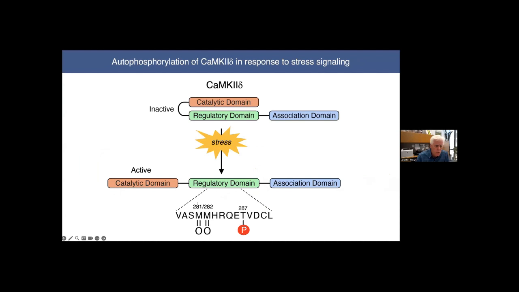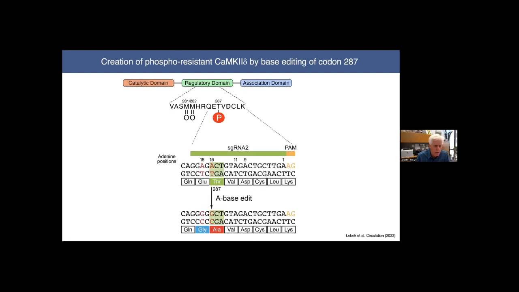So this is, again, the regulatory domain. These are the two target methionines that I just showed you that we base edited to impose a blockade to pathologic activation. There's another modification of this regulatory domain, at threonine 287, which becomes hyperphosphorylated and also can unleash the activity of the catalytic domain. So Simon Lebeck also looked at the possibility of editing that threonine through the same sort of logic that we applied to the methionine edits.